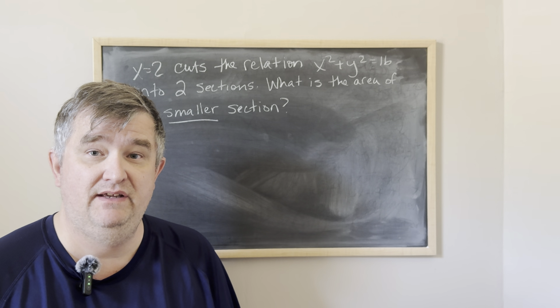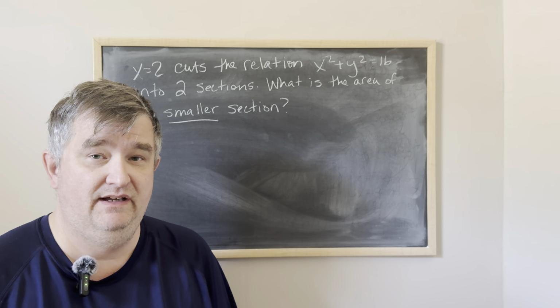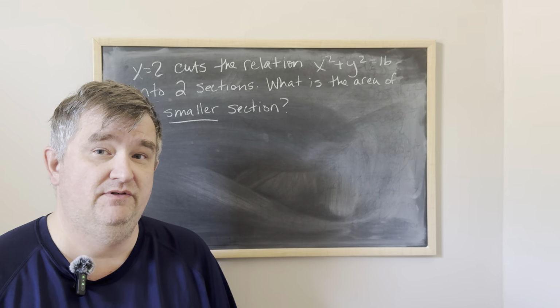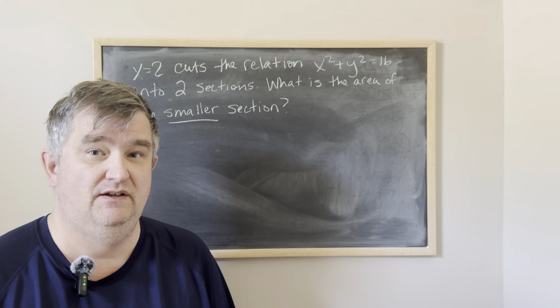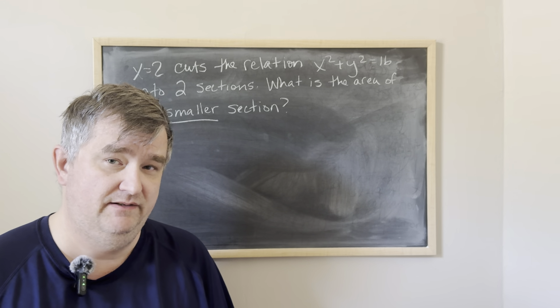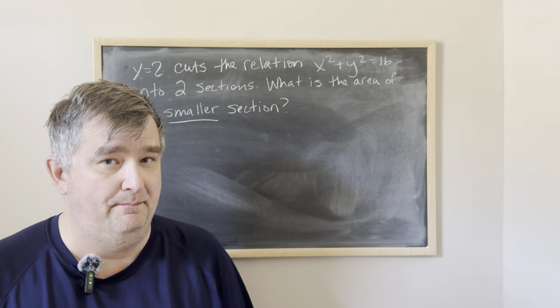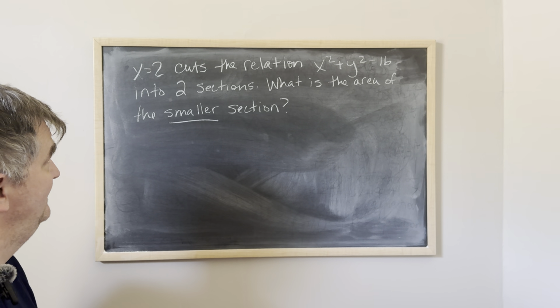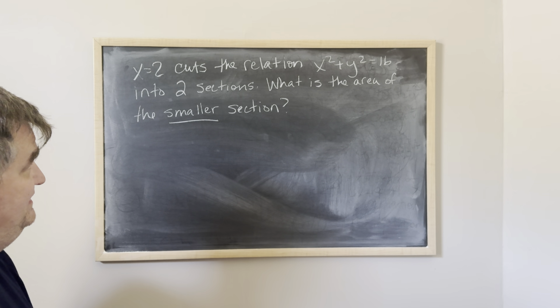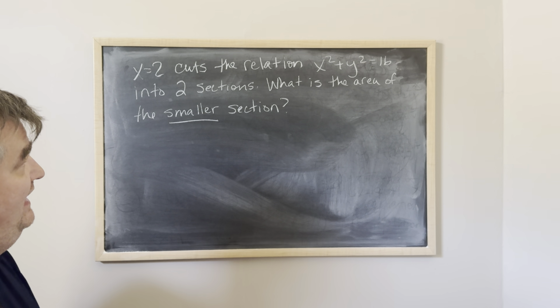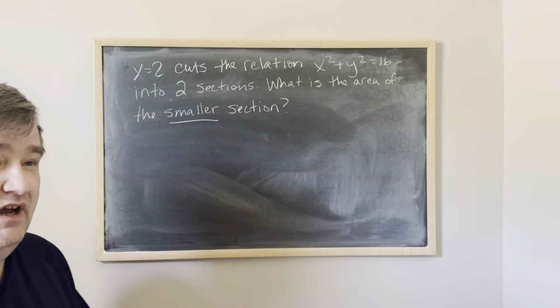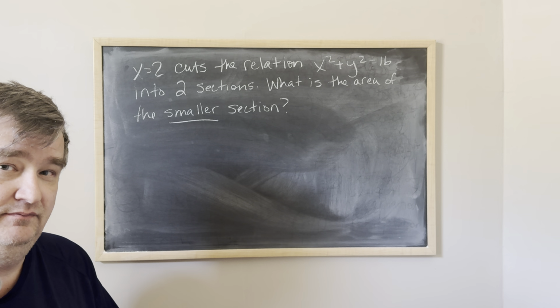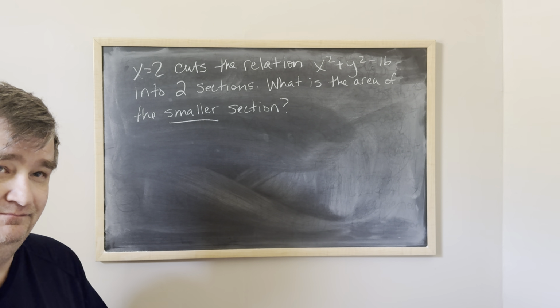So grab yourself a pen or pencil and a scrap sheet of paper. No calculator, no tablet, cell phone, Desmos, or Wolfram Alpha needed for this, just your brain. Here is the question. x equals 2 cuts the relation x squared plus y squared equals 16 into two sections. What is the area of the smallest section?